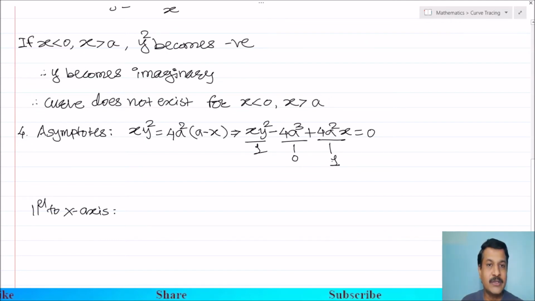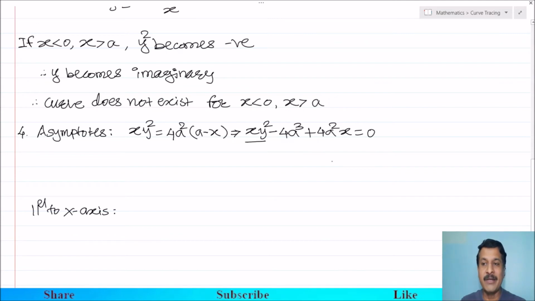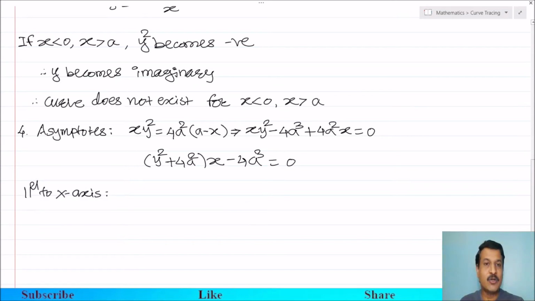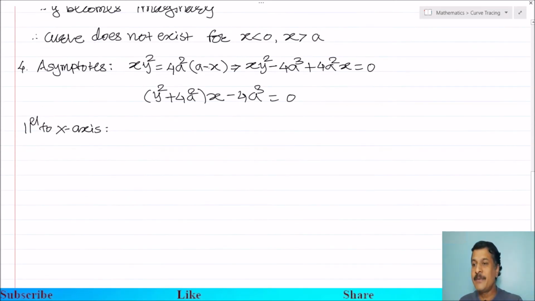So there are two terms having power of x is 1, and it is the highest power in x. So find here the coefficient of highest power in x. How? Common out x. So I am getting here (y square plus 4a square) into x minus 4a cube equal to 0. So how to find asymptote parallel to x-axis? Coefficient of highest power in x. So what is it? It is y square plus 4a square equate to 0.